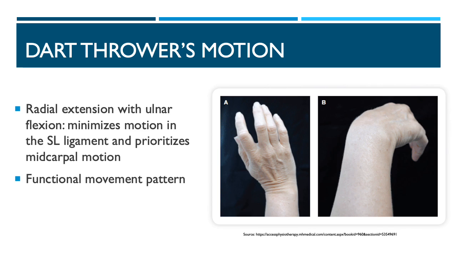So full disclosure, this did look at healthy wrists. They've been trying to study more on wrists with problems, and they're finding this might not be entirely accurate, but dart thrower's motion is a really important plane of motion as we're doing wrist rehab to try and provide a safe way to move the wrist while minimizing the motion of these really important and maybe newly repaired ligaments. So it's called the dart thrower's motion. Imagine yourself throwing a dart at a board. This is kind of the motion, that radial extension with ulnar flexion.